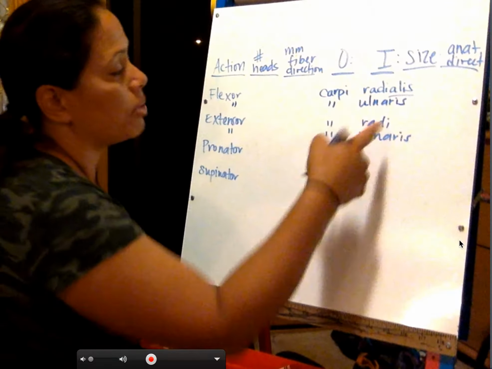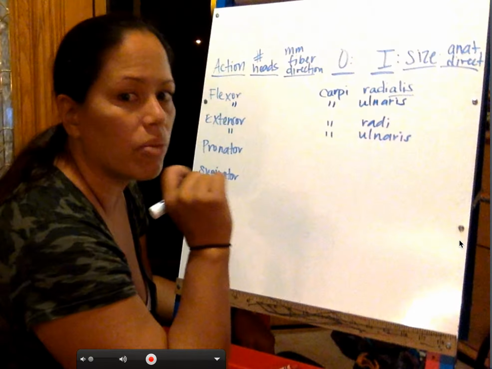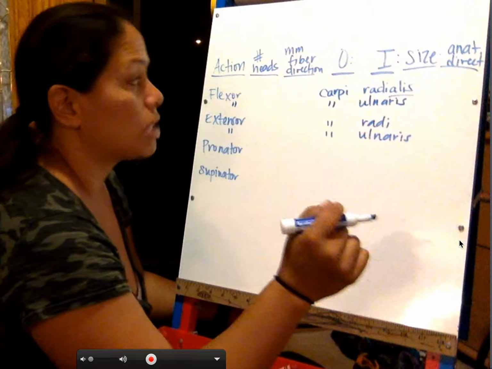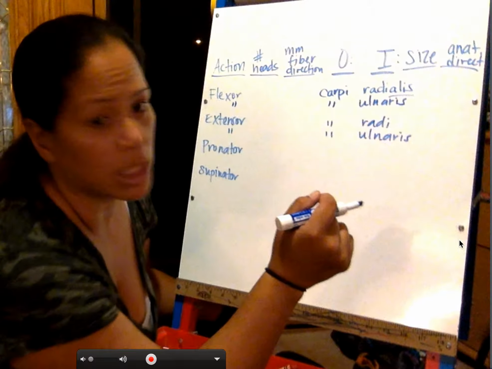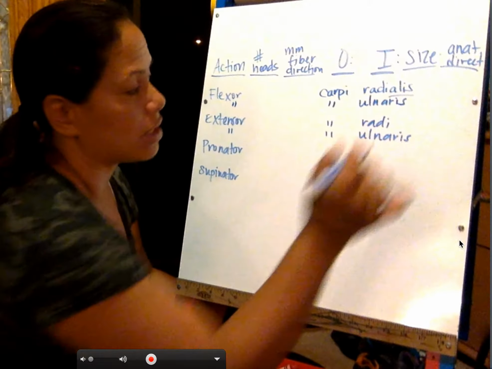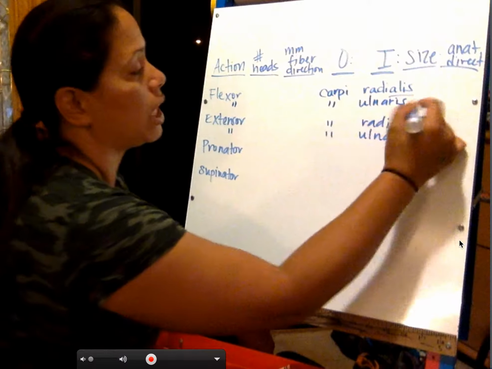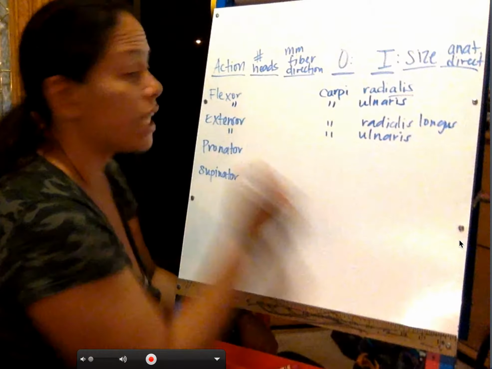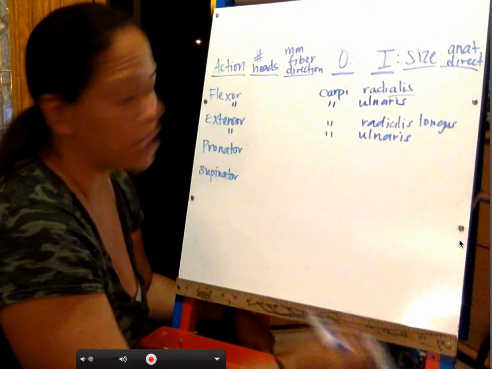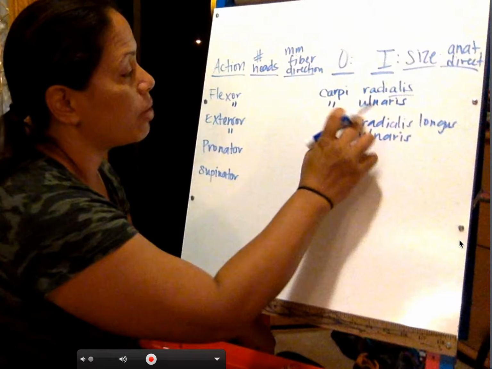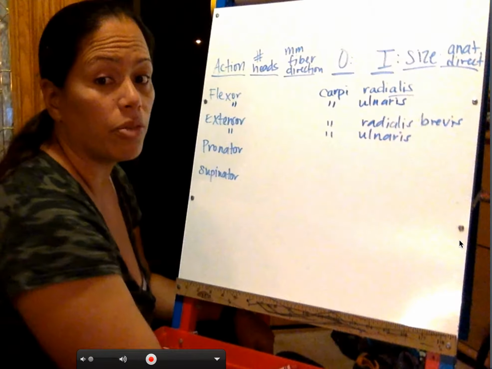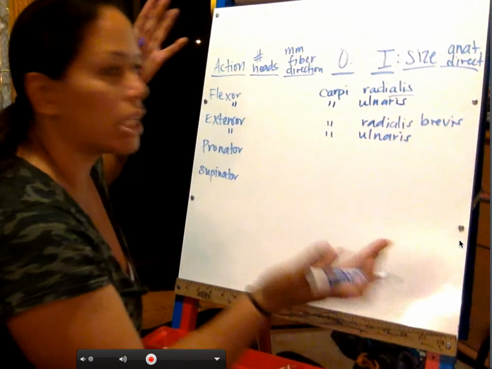So extensor carpi radialis has one long and one short. Can somebody tell me what the word long is? Longus. Can you say what short is? No, it's not shortest. That's not a word. It's brevis. So I can say extensor carpi radialis longus, or I can just rewrite it. I'm not going to rewrite it, by the way. I can write extensor carpi radialis, and I can just say brevis. Two different muscles, but I can predict all of that. If I have one on the right hand, I must have one on the left.